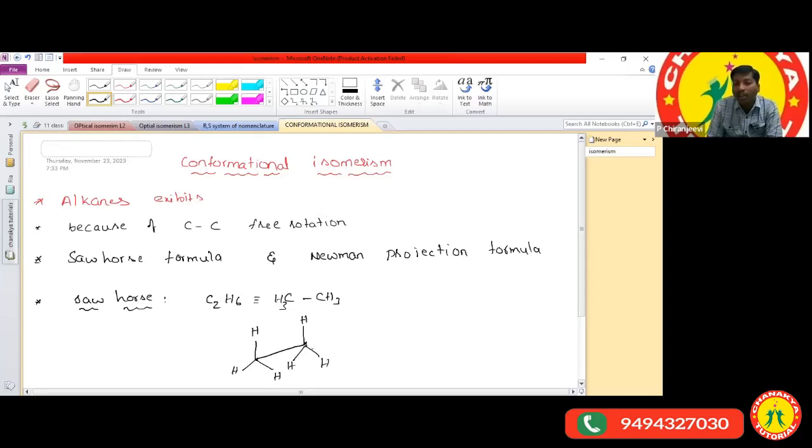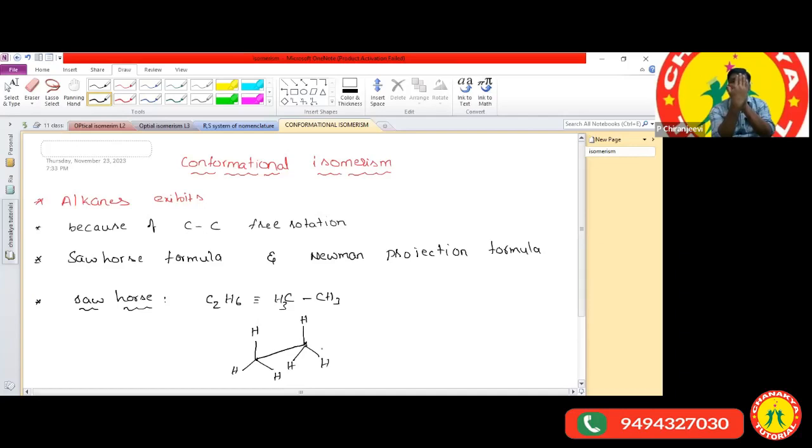Sir, you are able to see. If I keep it like this, is there any possibility to see these two carbon atoms? Let's say this is one carbon atom and this is the other carbon atom. If I keep it like this, is there any possibility to see both carbon atoms at a time?